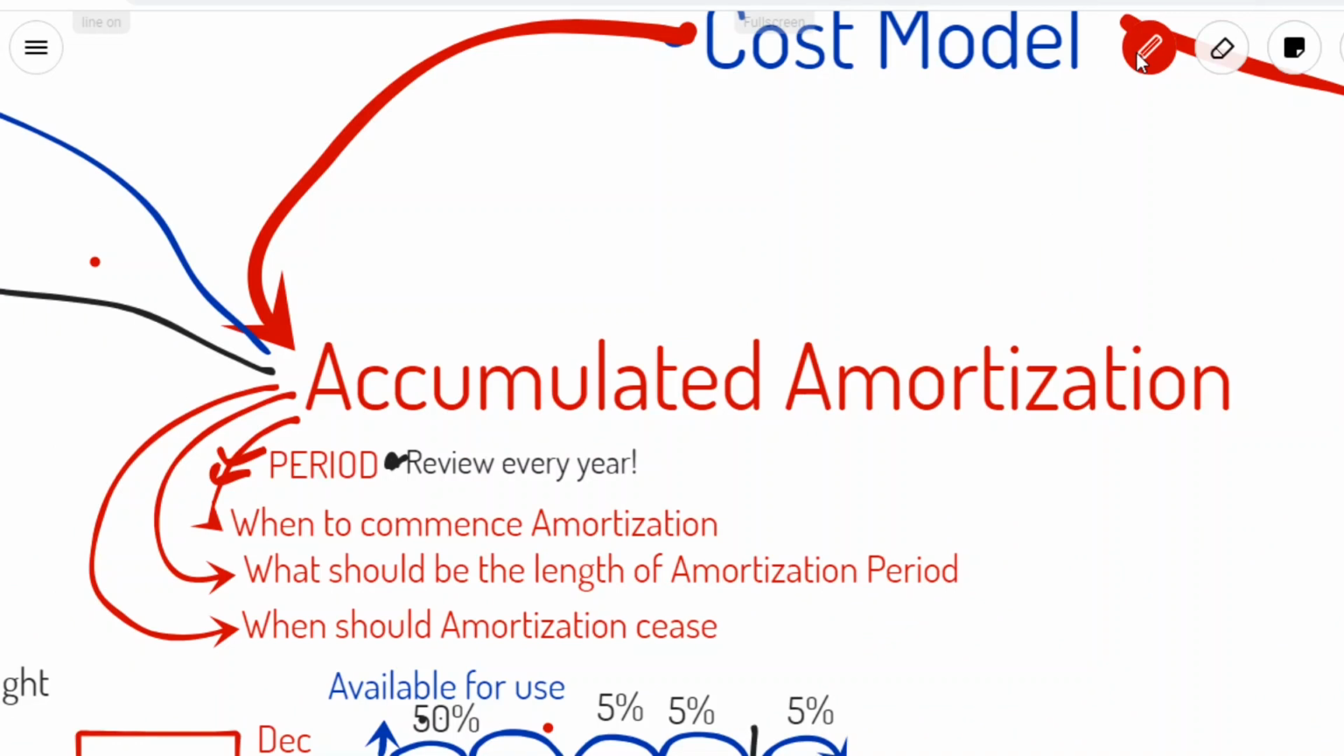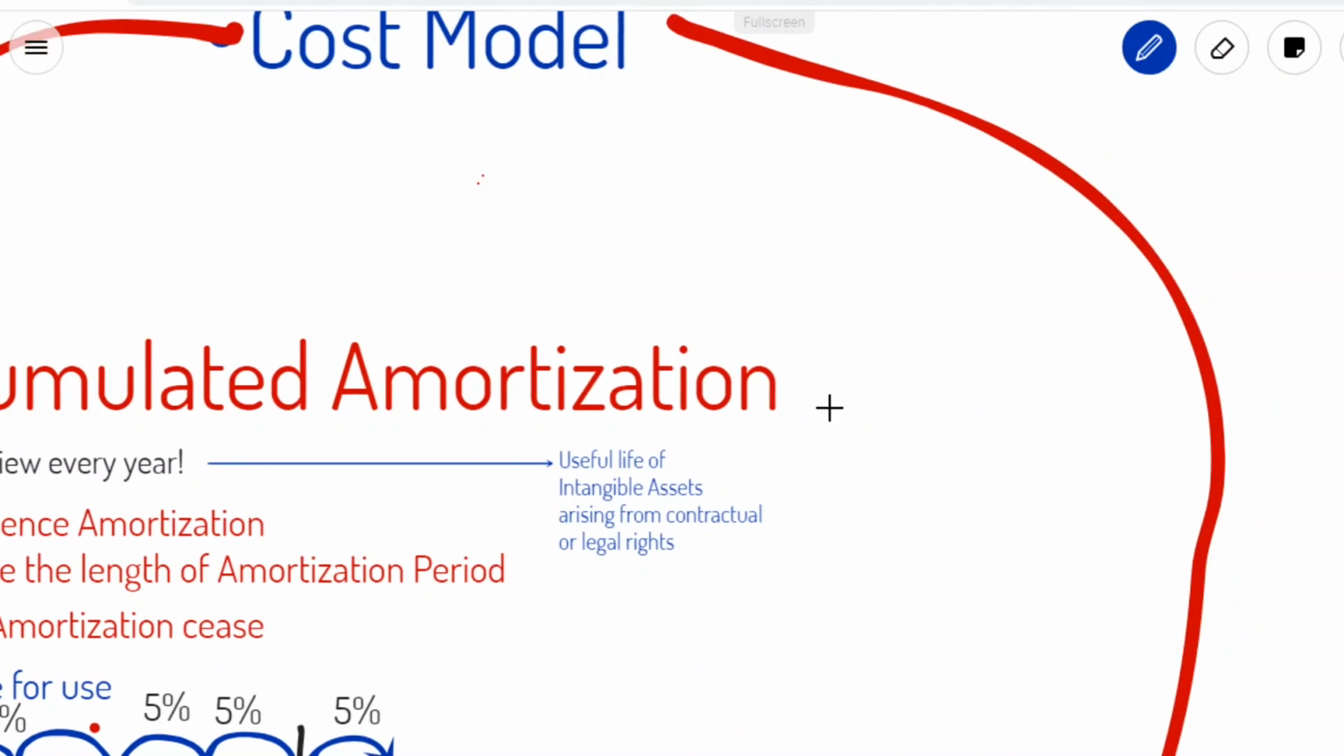Now, when an intangible asset arises because of a contractual or legal right, in that case, that right may even be renewable. And in that case, we have to think about what would be the useful life of that asset. What would be the amortization period in that case?